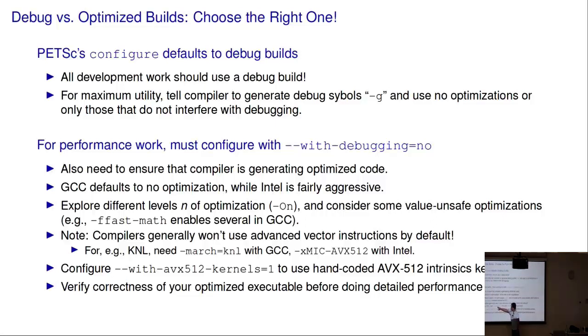or you could say march equals native, but this tends to trip up a lot of users because on a supercomputer, they're often cross-compiling. The login nodes you compile on are not the same as the back-end nodes. So if you say march equals native on your compile node, it's not going to optimize for the instruction sets supported by the actual compute node.